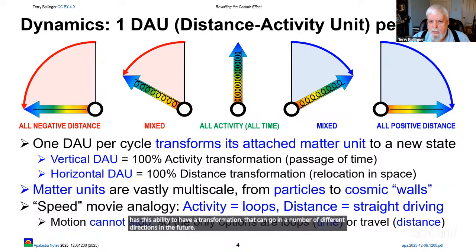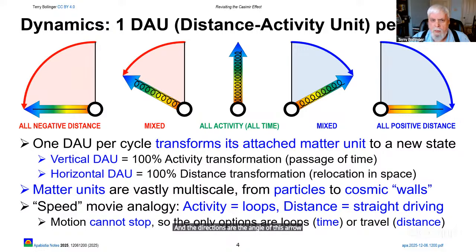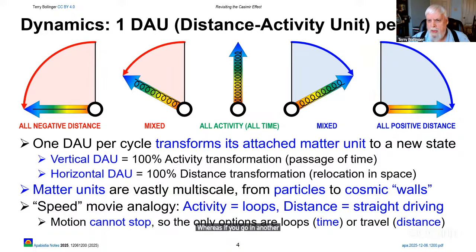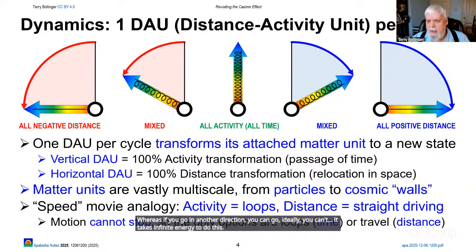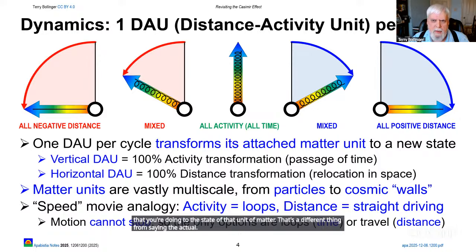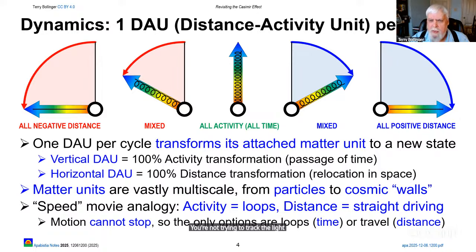And the directions are the angle of this arrow, so that you move the angle. If you're in one place, you go strictly into a pattern that we'd interpret as time. Whereas if you go in another direction, you can go ideally, you can't, it takes infinite energy to do this, in a completely straight line, which is the same thing as traveling at the speed of light. Now notice there's no light cone in this. This is just talking about the transformations that you're doing to the state of that unit of matter. You're not trying to track the light cone aspect of this, but rather the transformations that you're applying.